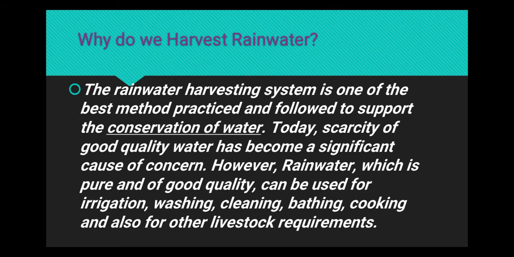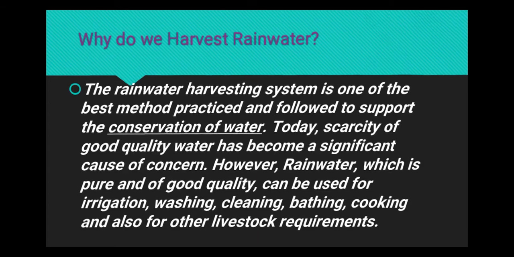Why do we harvest rainwater? The rainwater harvesting system is one of the best methods practiced and followed to support the conservation of water. Today's scarcity of good quality water has become a significant cause of concern. However, rainwater which is pure and of good quality can be used for irrigation, washing, cleaning, bathing, cooking and also for other livestock requirements.